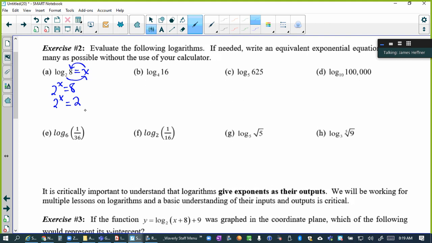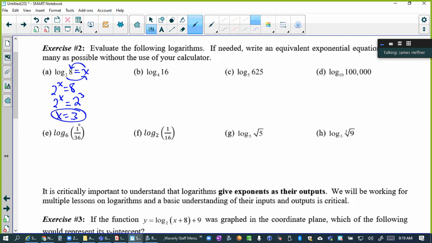8 is 2 to what power? Use your fingers. 3. So what does x equal? X equals 3. See how we did that there? Power. So x equals 3 in that sense. So the log base 2 of 8 is equal to 3.